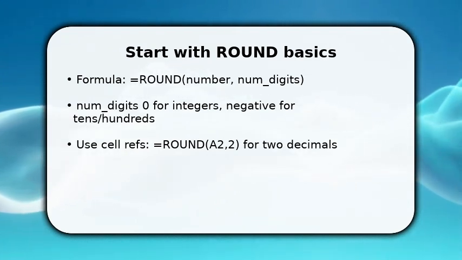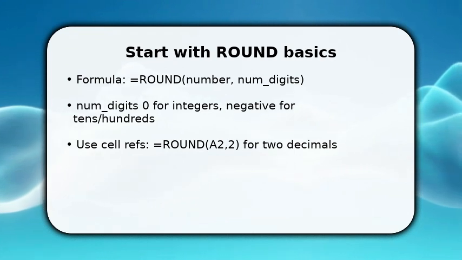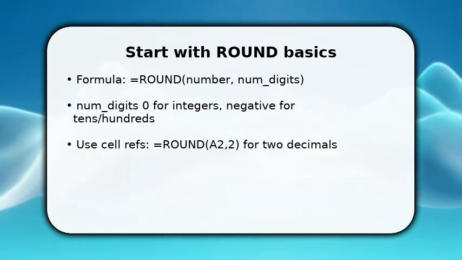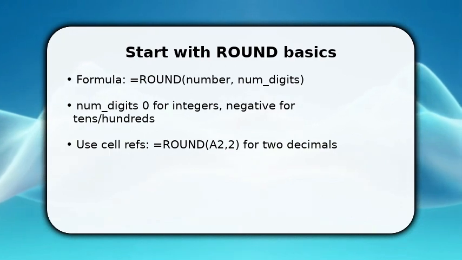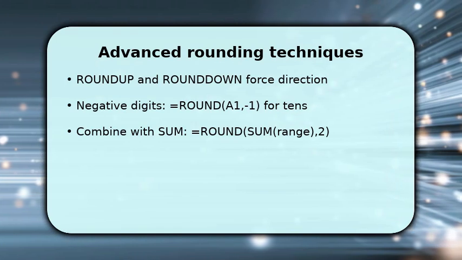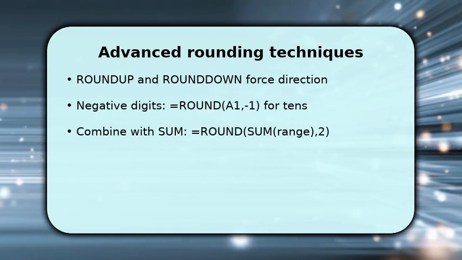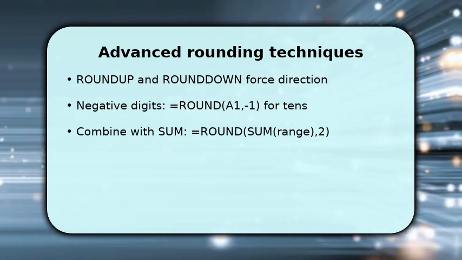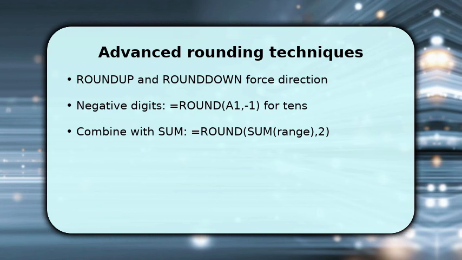You do this because round changes the stored value used in calculations, not just the display, so downstream formulas use the true rounded number. Now extend the technique to control direction and scale. Use round up to always raise and round down to always lower. That's useful for inventory or pricing rules.